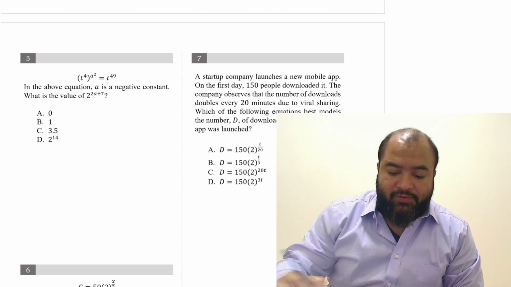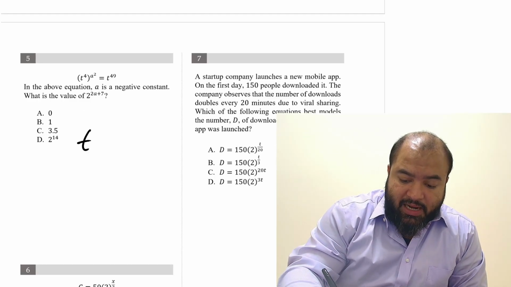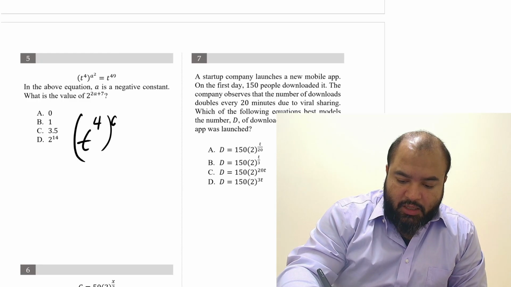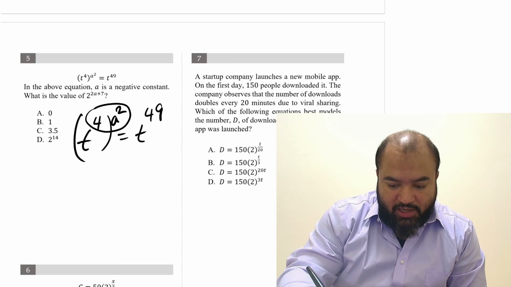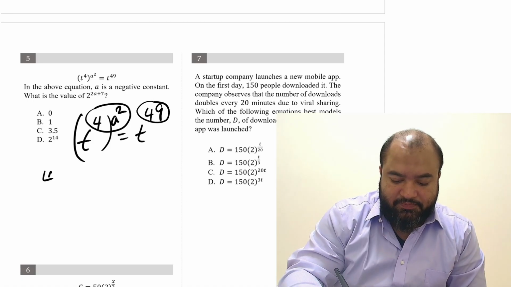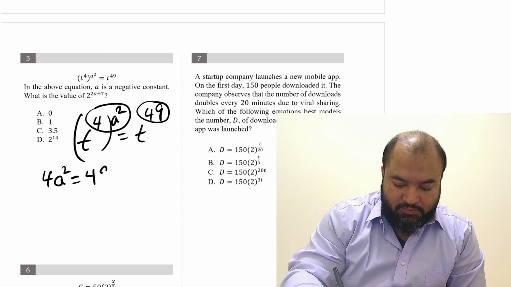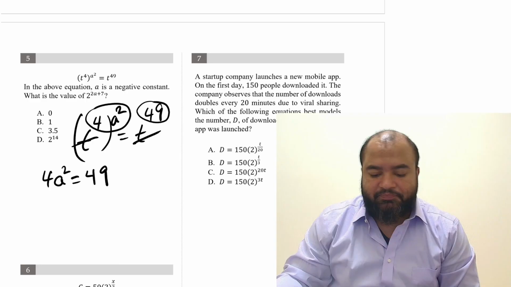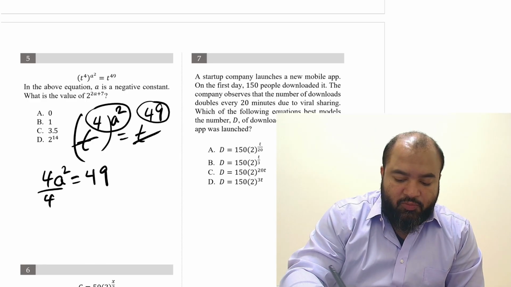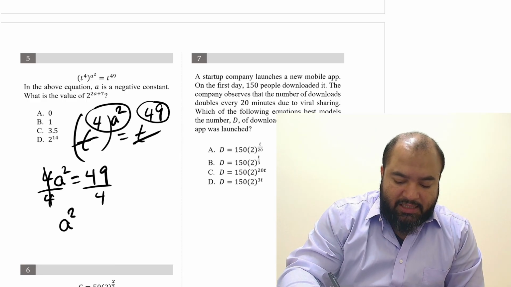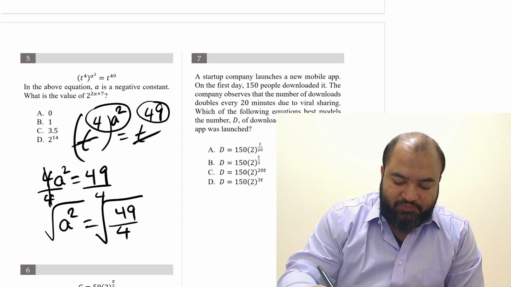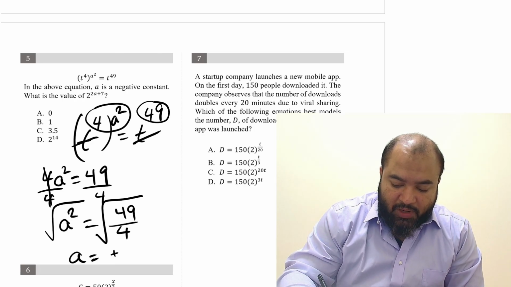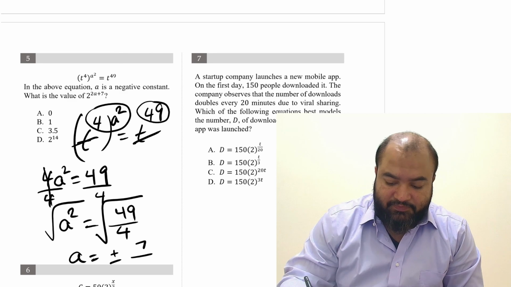Question number 5. So it says t^(4a^2) equal to t^49. So I can say 4a^2 is equal to 49. Right? I can take out the t from both sides. Divide by 4 both sides. a^2 equal to 49 over 4. Let's square root both sides. a will be equal to plus or minus 7 over 2.